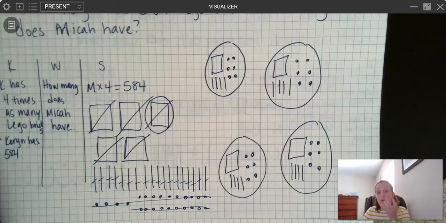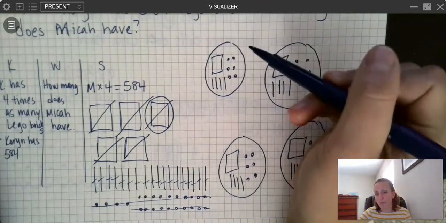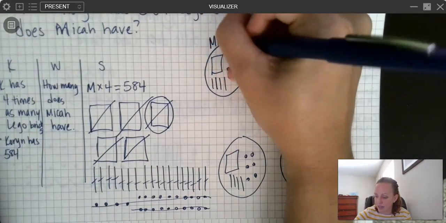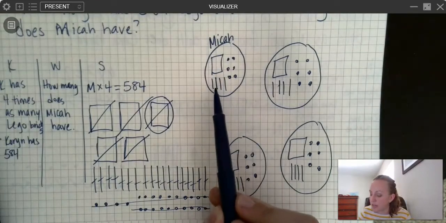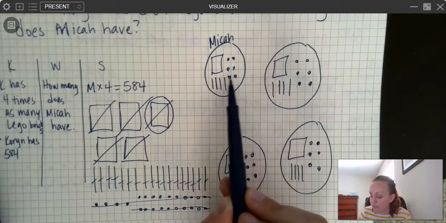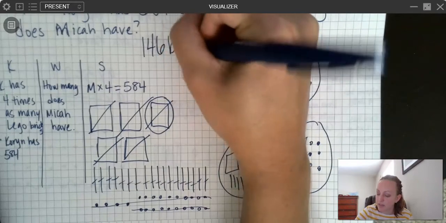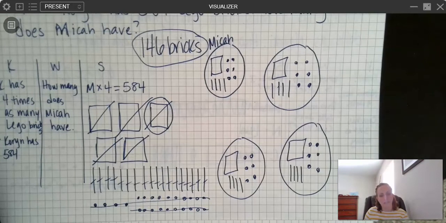All right, so how many does each of these groups get? Remember, each group represents Micah. So this group right here is Micah. That's his Lego bricks. How many does he have? He has 100, 10, 20, 30, 40, 41, 42, 43, 44, 45, 46. Micah has 146 bricks. All right? And that right there is my answer.